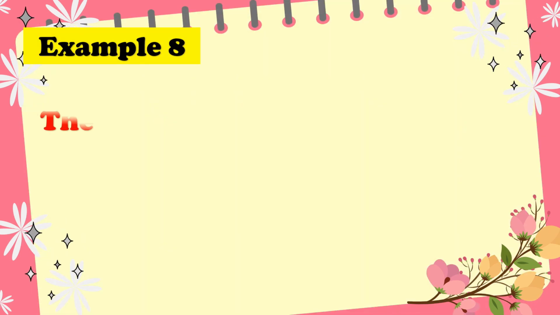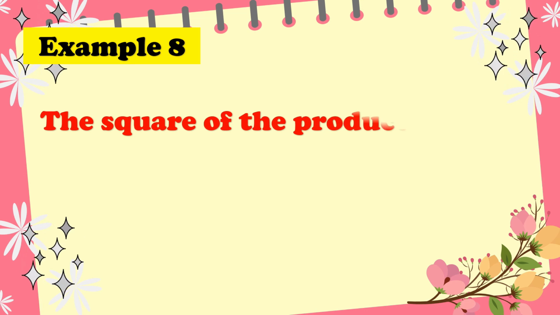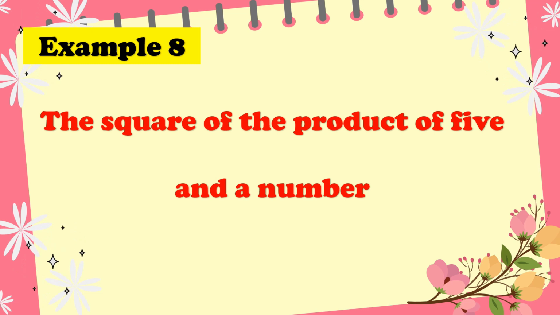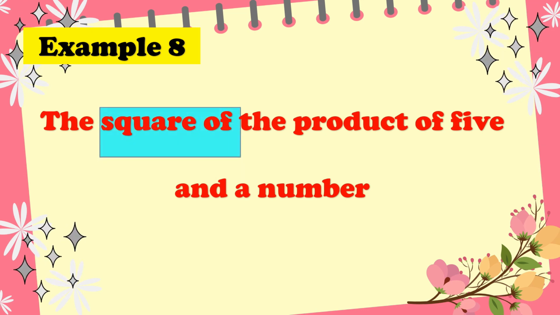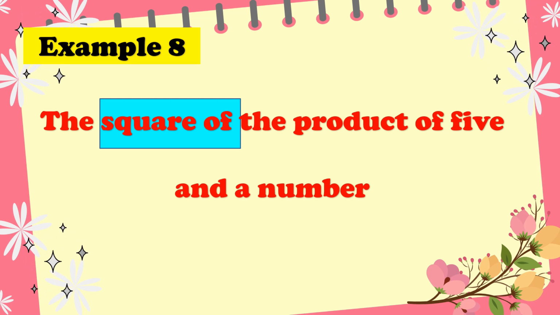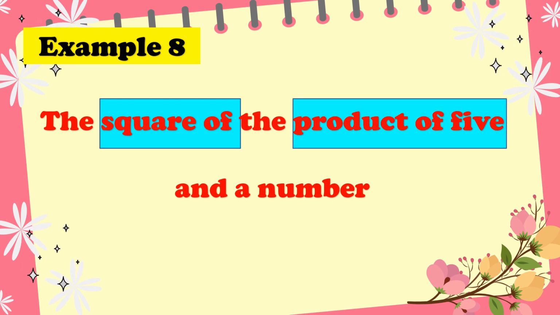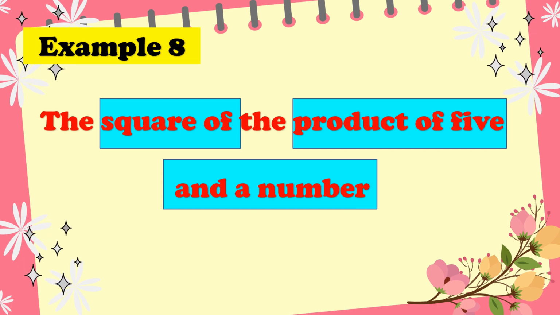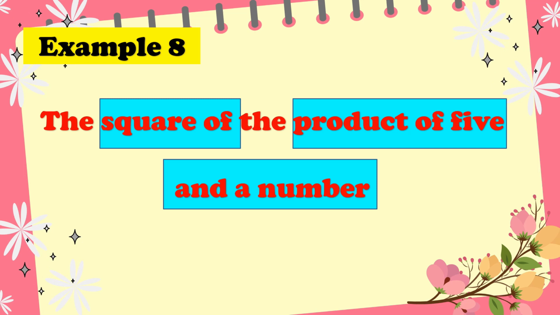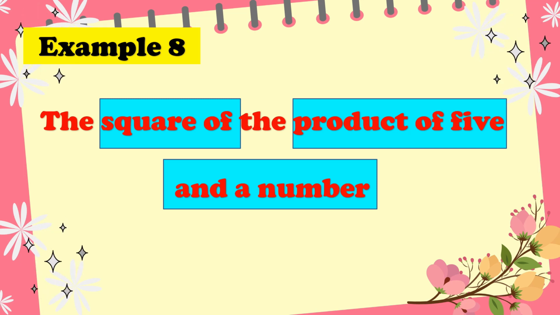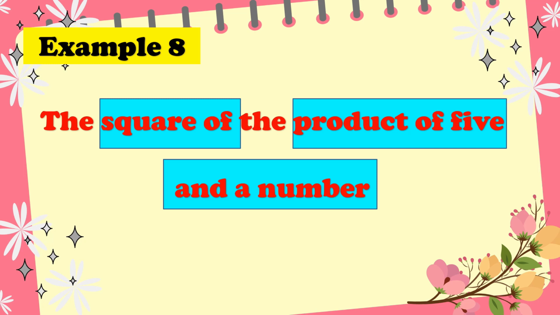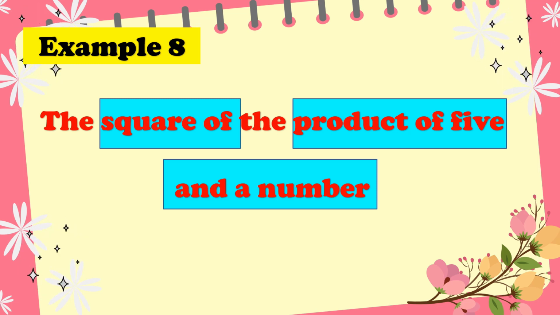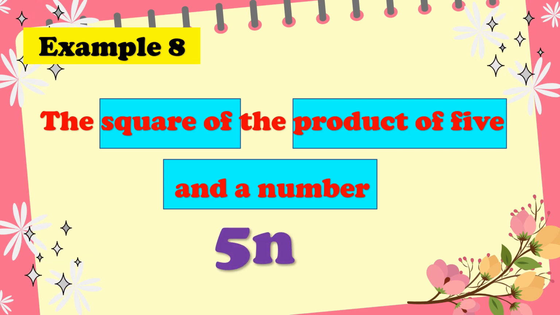Example number 8. The square of the product of 5 and the number. So, napansin natin na magiging dalawang part to. Ano yung una? The square of. Square ng ano? Ng product of 5 and the number. So, napansin natin, dahil dalawang bahagi sila, meron dito magkagrupo. So, sino yung magkagrupo? Yung product of 5 and the number. So, let us translate the product of 5 and the number, that is equivalent to 5n.